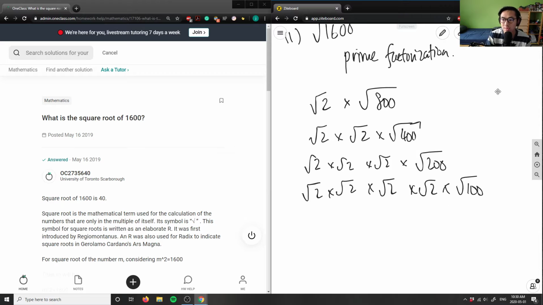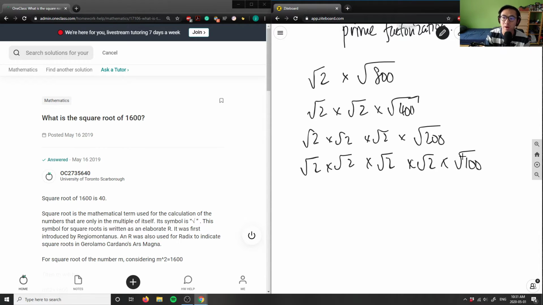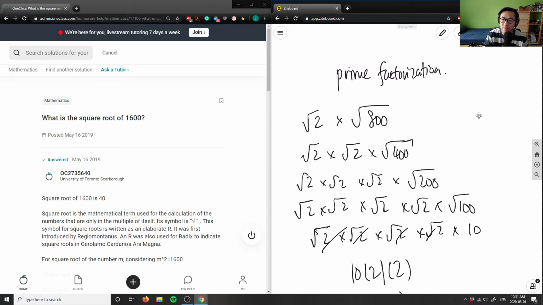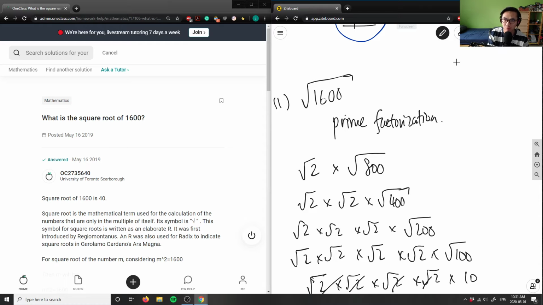And now at this point, I can simply say that root 100 here is equal to 10, right? So I have root 2 times root 2 times root 2 times root 2 times 10 here, because root 100 I know is 10. Root 2 times root 2 is simply 2, and then root 2 times root 2 is simply 2, right? So it's 10 times 2 times 2 here, which will equal 10 times 4, which is 40. So the square root of 1600 is 40. This here is the correct answer.